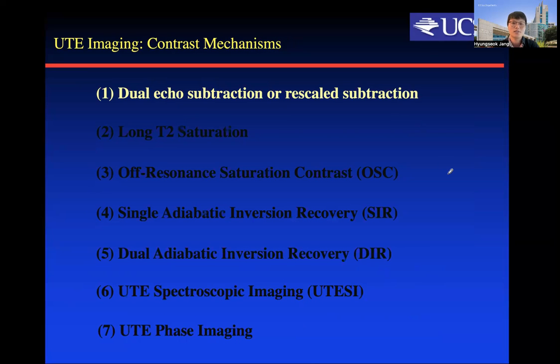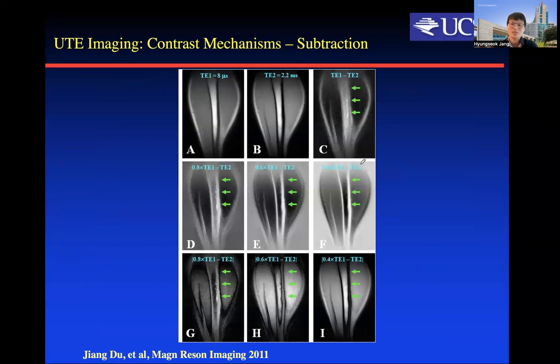In this section, the first one is the dual echo subtraction technique. Basically, we acquire two images at two different echo times. The first one is a very short echo time, like a few microseconds, and the second one is a long echo time. And then you have the UTE signal, the short T2 signal, at the short echo time, which decays to near zero at the late echo time.